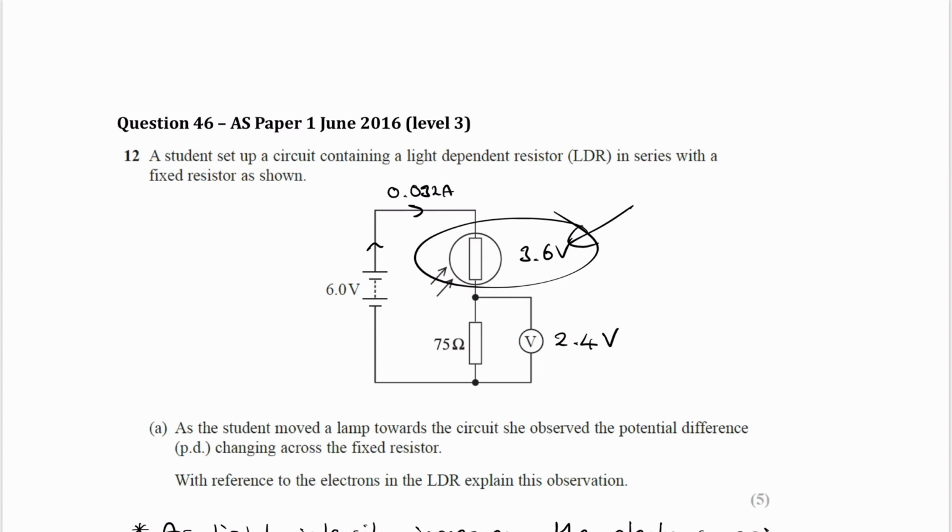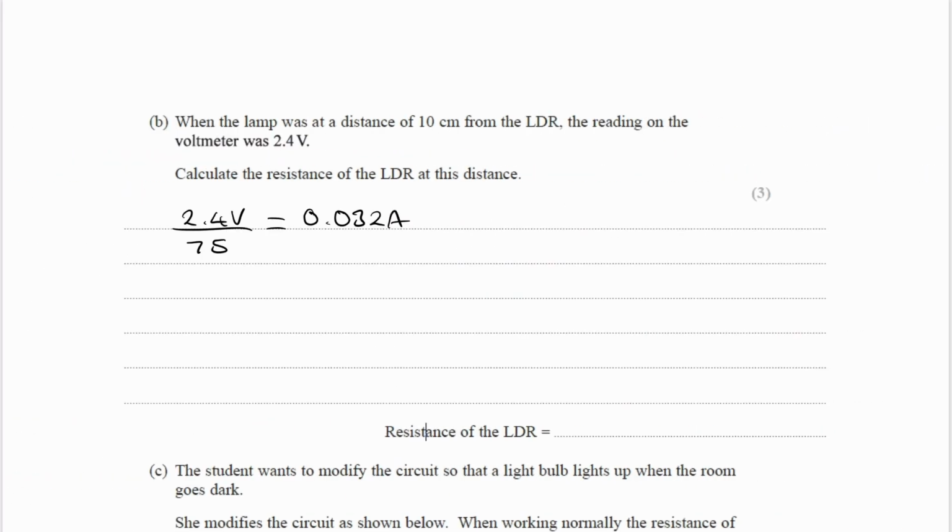We know the voltage of the LDR. We can then use the voltage and the current to then get resistance. So 3.6 volts divided by that current that we've worked out, and we end up with a resistance of 112.5 ohms, which is approximately 110 to two significant figures.